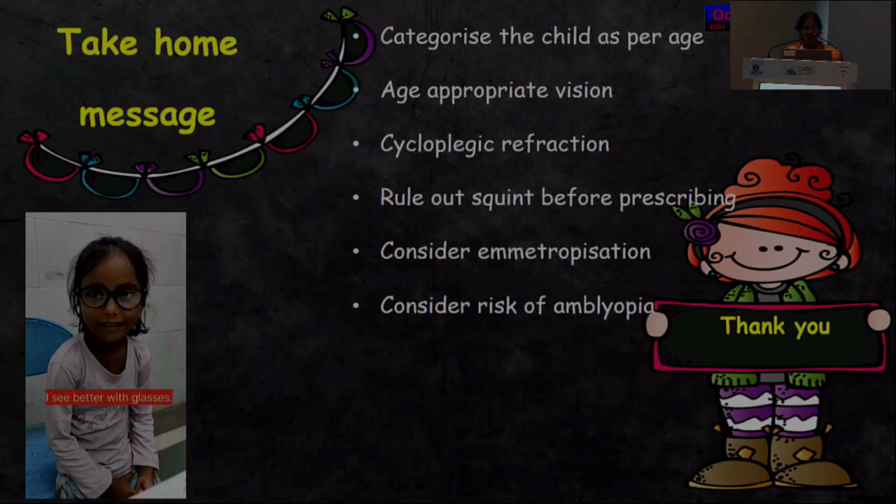The key points are: categorize the kid first as per age, then employ age appropriate visual acuity methods, do a cycloplegic refraction which is a must, rule out squint before prescribing, and consider the role of emmetropization and risk of amblyopia. Thank you.